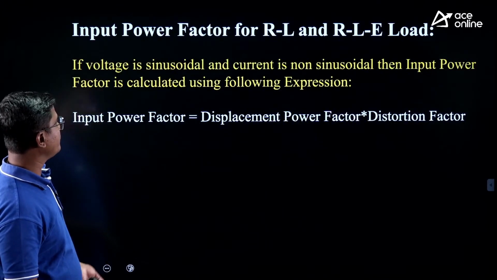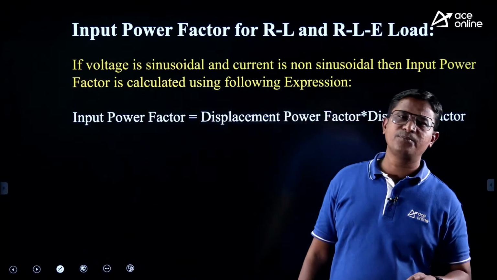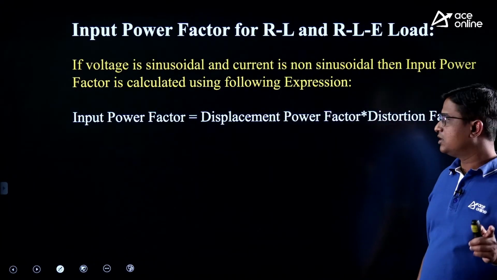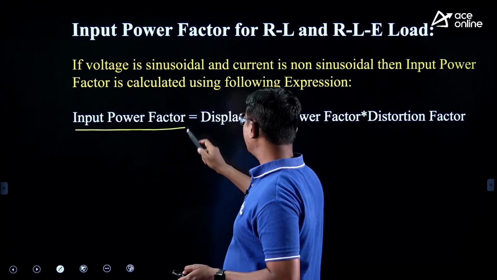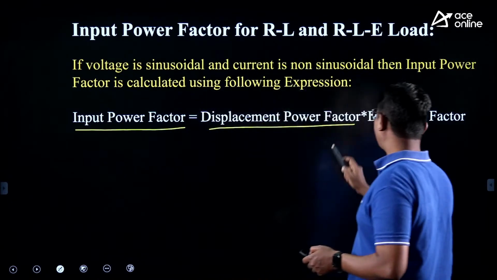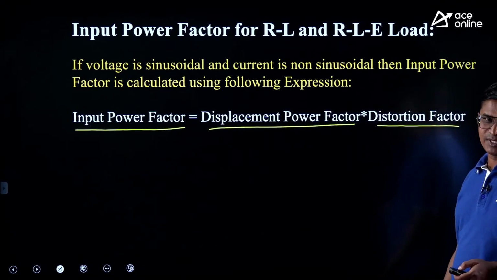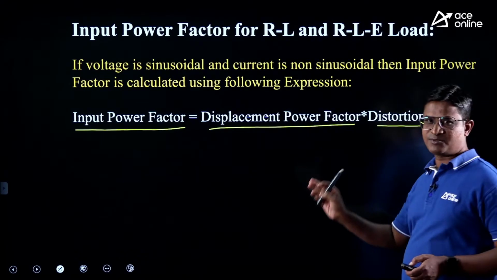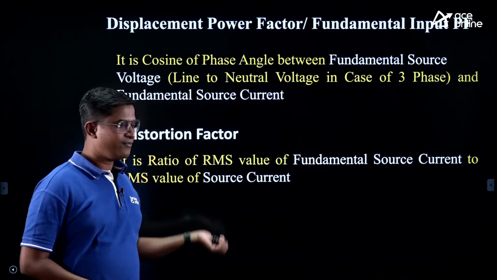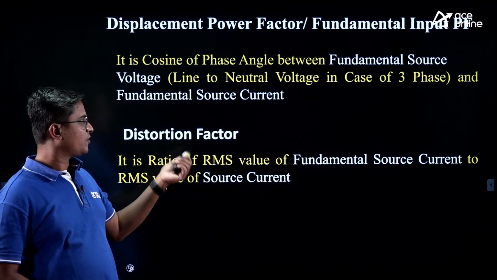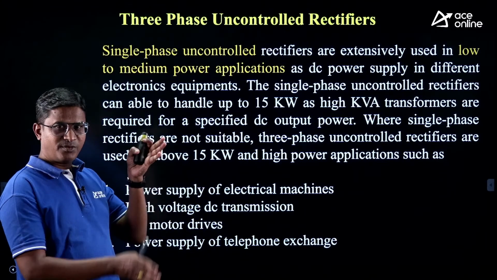Yes. Next, input power factor for RL and RLE load. How to find the input power factor for RL and RLE load? So if the load is RL or RLE, then input power factor is equal to displacement power factor into distortion factor. We need to use this expression. Okay, right. So how to find displacement power factor, how to find distortion factor. Okay, so we have some definitions. Simply, you might have come across these type of things. At the end I will give the important formulae, right.